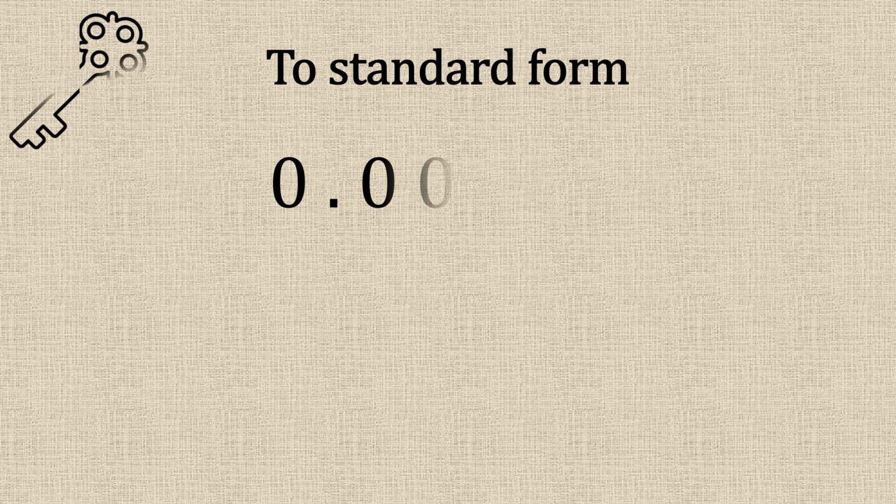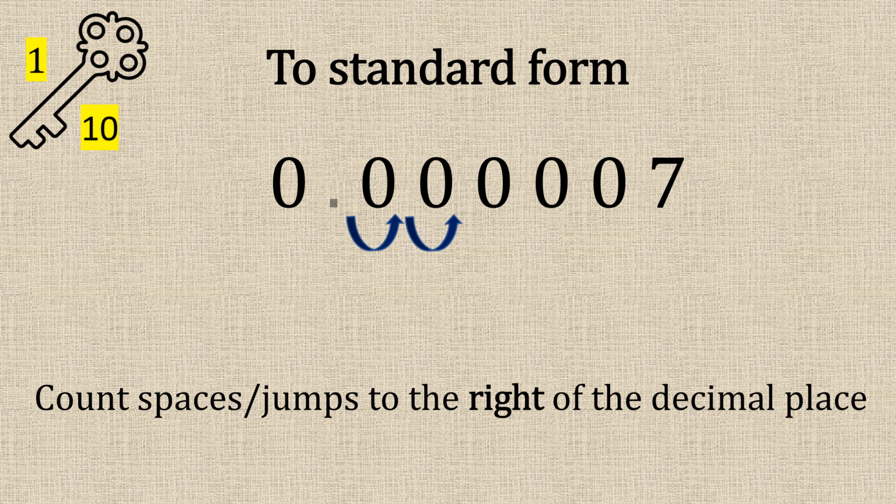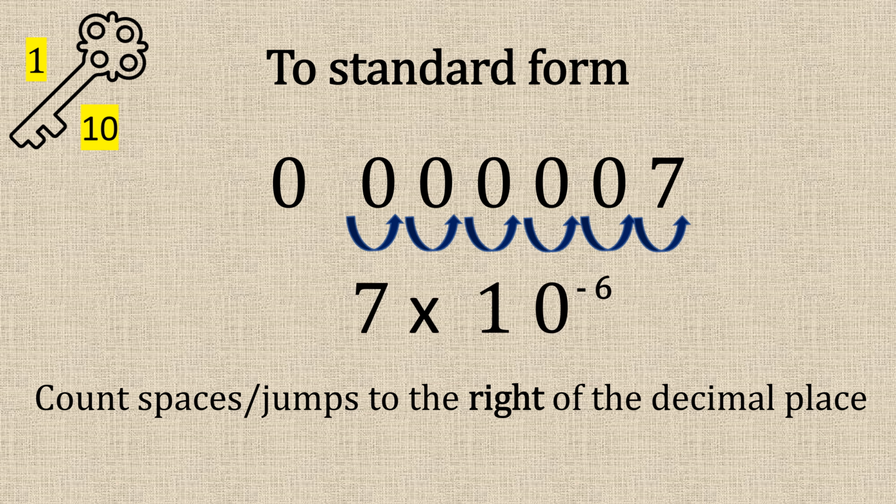So let's look at a longer number here to change into standard form. There's our number between 1 and 10, it's 7, so we're jumping from the decimal. 1, 2, 3, 4, 5, and that's 6. So the answer is 7 times 10 to the power of negative 6.